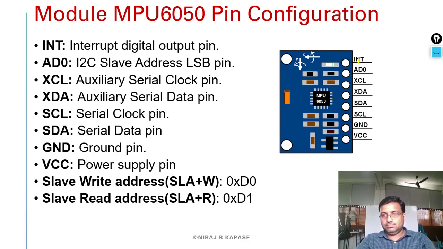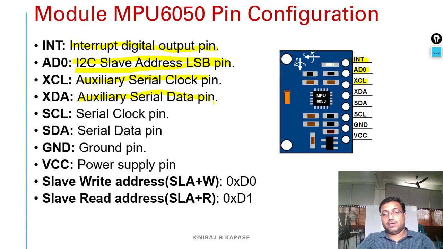Okay, so here is the pin configuration of MPU 6050. It has 8 pins. The first pin is the INT pin. INT is an interrupt digital output pin. The next pin is the AD0 pin. AD0 is the I2C slave address pin. Then XCL is there, that is the auxiliary serial clock pin. XDA is there, that is the auxiliary serial data pin.